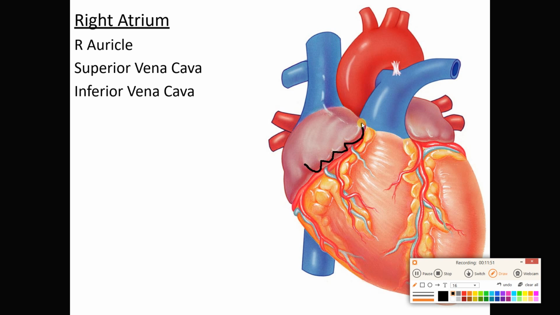You see this wrinkly region? It's like a little flap. And this wrinkly region is called the auricle. So this is our right auricle. You can notice one on the left as well. The word auricle means little ear.